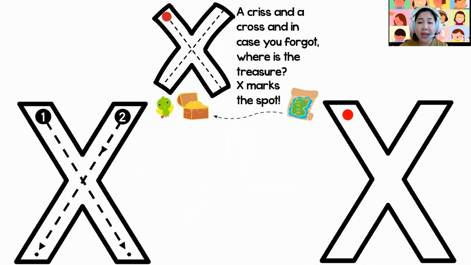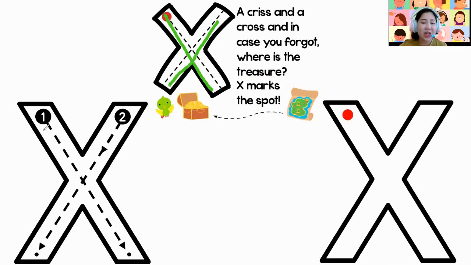Now, for our next slide, we have to practice writing the letter X again. If you have your whiteboard markers there beside you, I want you to get them so we can practice writing together. We have the capital letter X here. Remember, we start at the top, we make a crease and a cross.